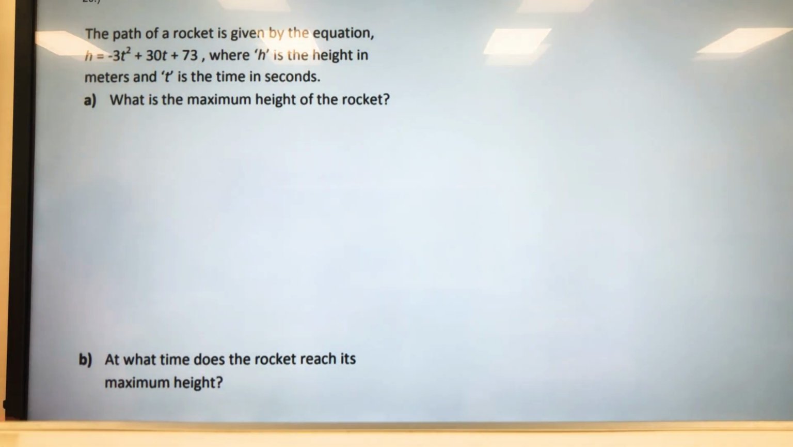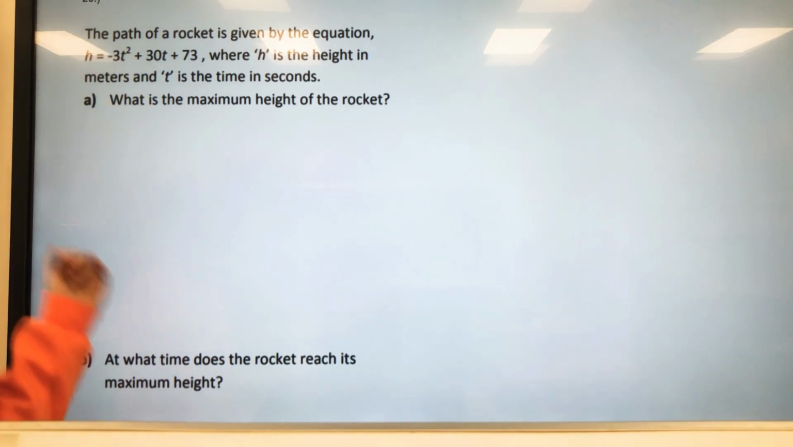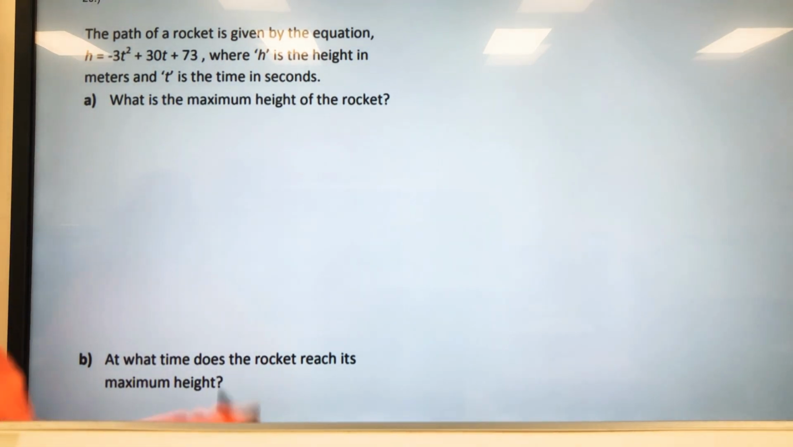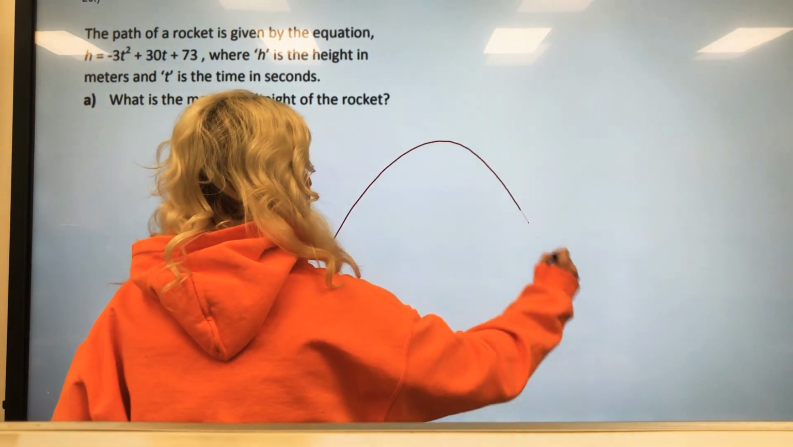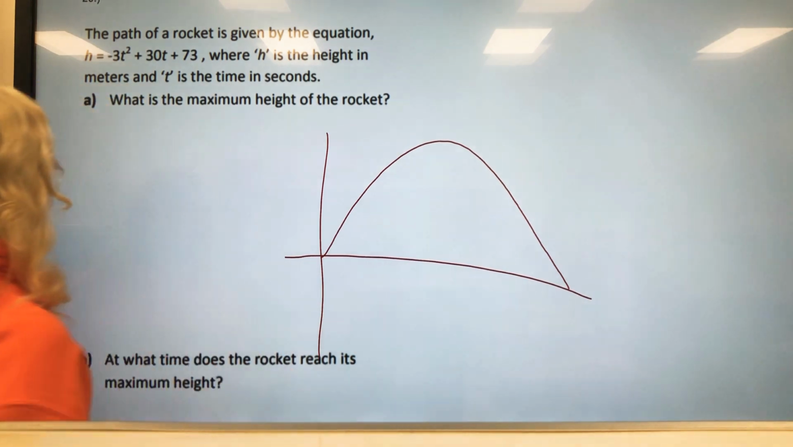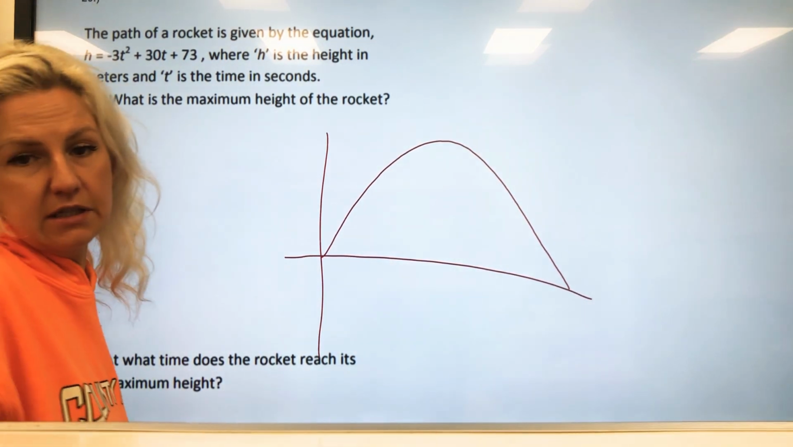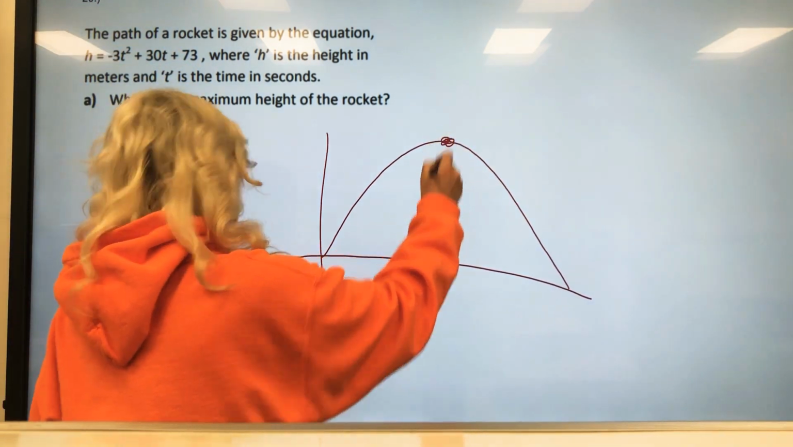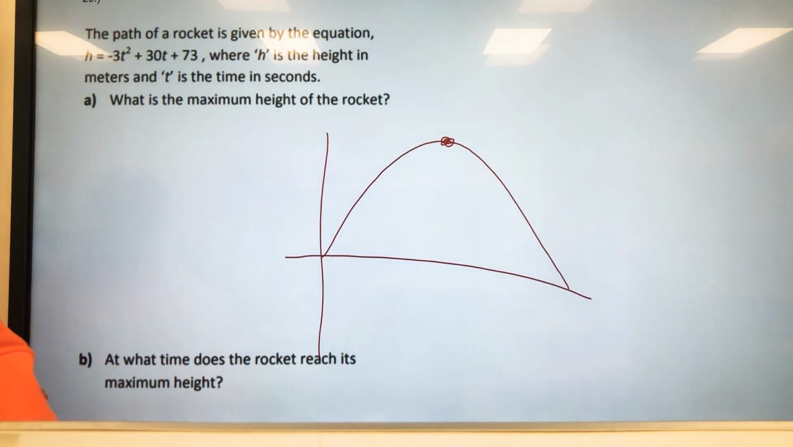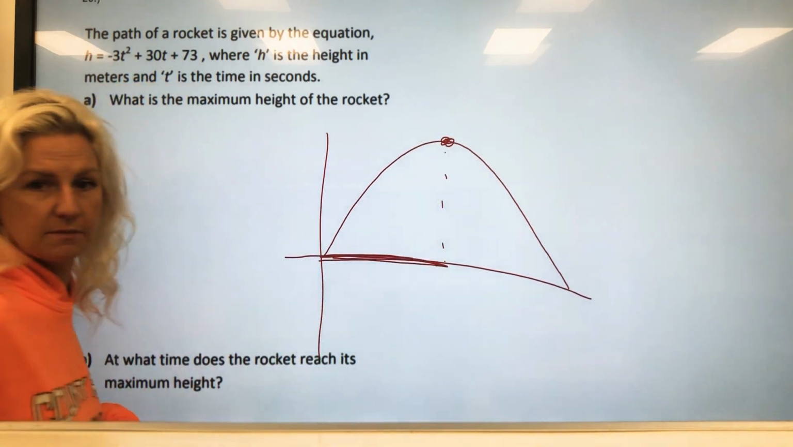The path of a rocket is given by this equation. H is the height in meters, and T is the time in seconds, right? So it's going to look like this. Height, seconds. What is the maximum height of the rocket? So again, we're just going to find our vertex. What is the maximum height? And then what time does the rocket reach it? So time is here. So when does this rocket reach the maximum height?